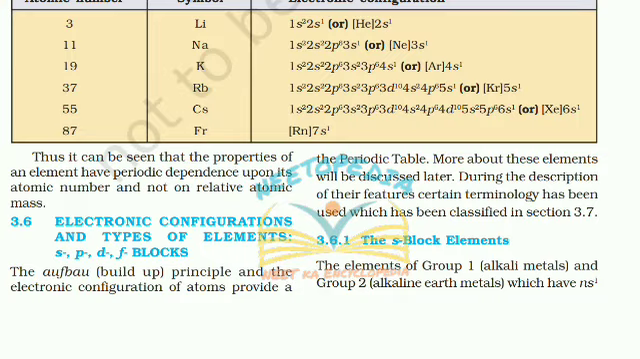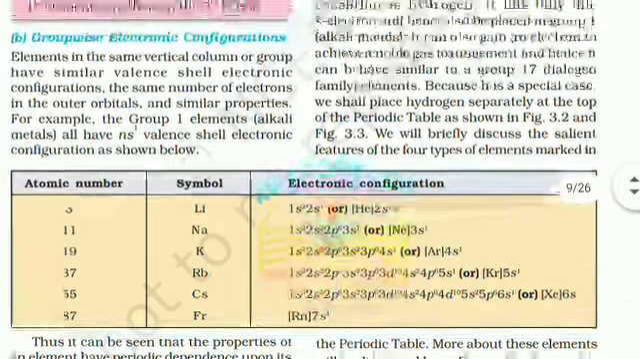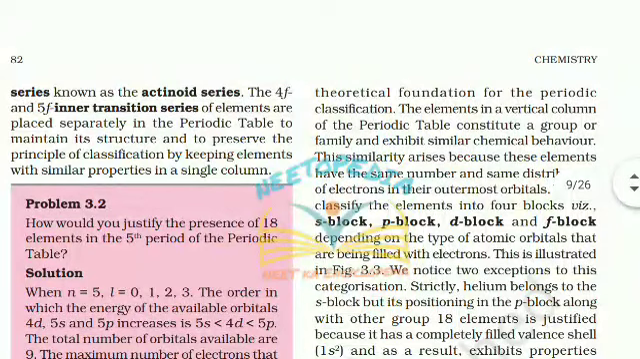3.6 Electronic configuration and types of elements: s, p, d, f blocks. The Aufbau principle and the electronic configuration of atoms provide a theoretical foundation of the periodic classification. The elements in the vertical column of the periodic table constitute a group or family and exhibit similar chemical behavior. This similarity arises because these elements have the same number and same distribution of electrons in the outermost orbitals. We can classify the elements into 4 blocks, that is s block, p block, d block and f block, depending upon the type of atomic orbitals that are filled with electrons.